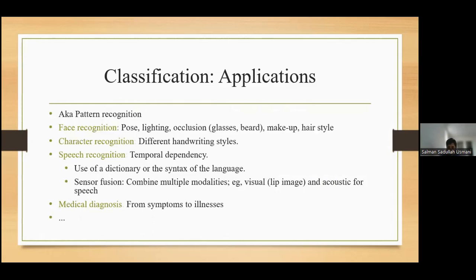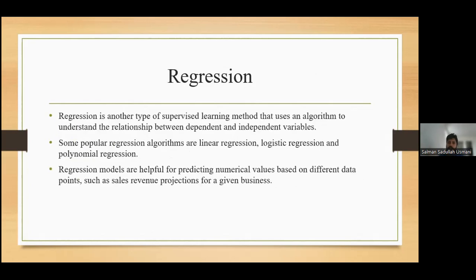Another real life example of classification is face recognition, with positioning, lighting, makeup, and hairstyle. These are also face recognition types of classification. Character recognition, with different handwriting styles. Speech recognition is also another example of classification, as well as medical diagnosis, which goes from symptoms to illness. You will classify the data.